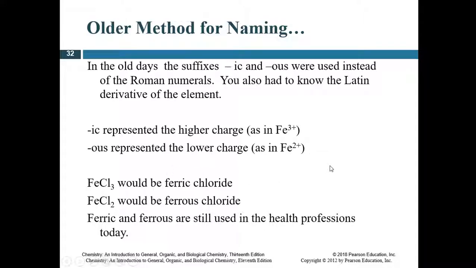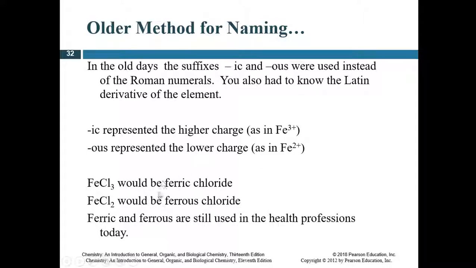Well, the other thing with this is they didn't then just call it iron. They used the Latin derivative of the element. So Fe3, that would mean that our iron here is a +3 charge. Instead of it being called iron 3 chloride, it's called ferric chloride. Why? Because ferric, the -ic ending, corresponds to the higher charge. Whereas Fe2, iron 2 chloride, would be ferrous chloride.